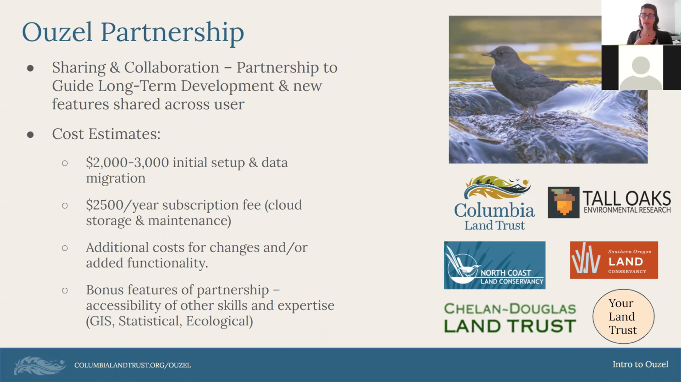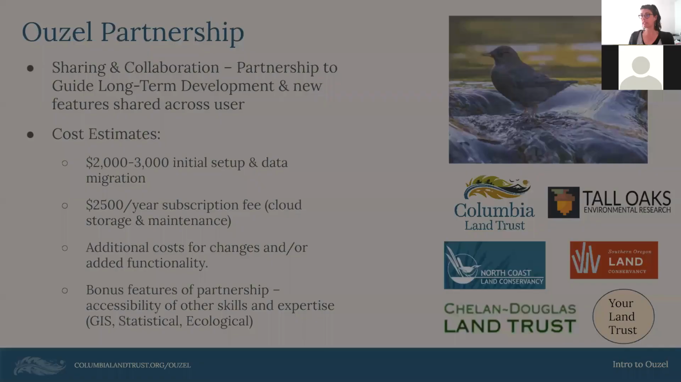One thing I wanted to touch on is what we often talk about as the bonus features of the partnership: you get these other skills. Chris doesn't have a company that does coding. He's an ecological statistician, and so it comes with all of that. It comes with the knowledge base of the partners. We have a lot of GIS skill, a lot of systems skill and ecological thinking. So there's a lot that comes along with signing up for Ouzel, or that's accessible at least.